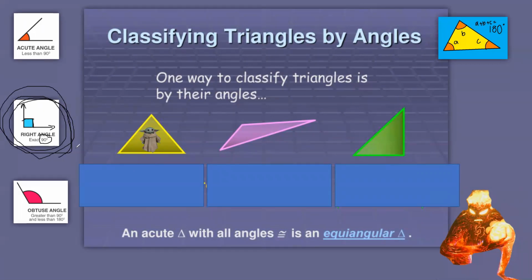Now, you can either be bigger than a right angle or you can be smaller than a right angle. If you're smaller than 90 degrees, you're such a cute little angle. If you're bigger than 90 degrees, you're an obtuse angle.